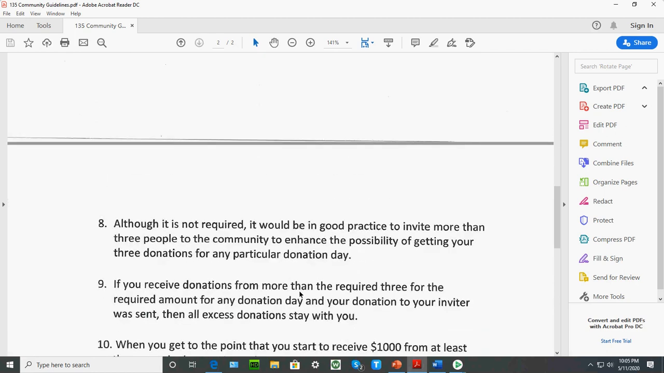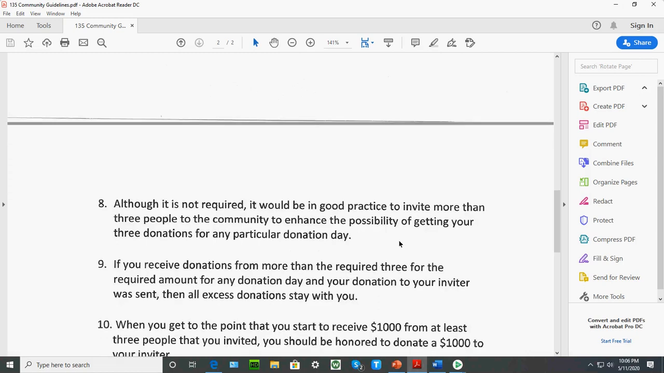Then, although it is not required, it would be good practice to invite more than 3 people to the community to enhance the possibility of getting your 3 donations for any particular donation day. All right? So you may have to go get more than 3 people to ensure that you get 3 donations.